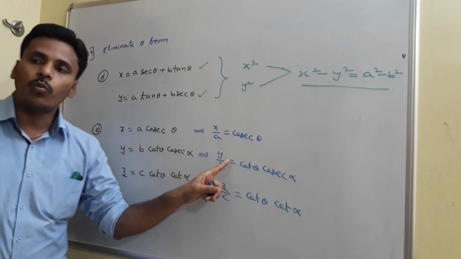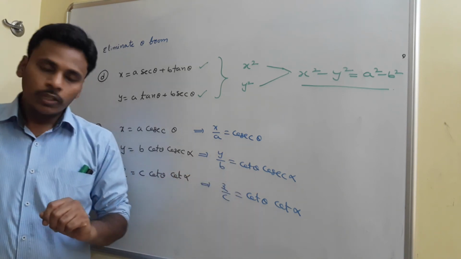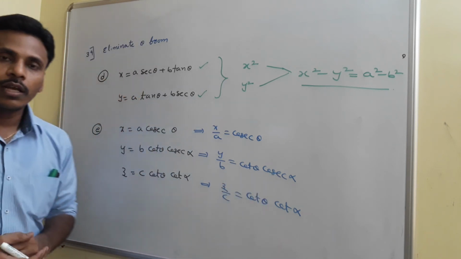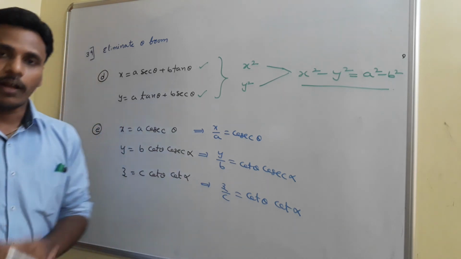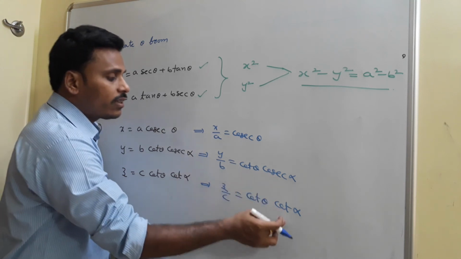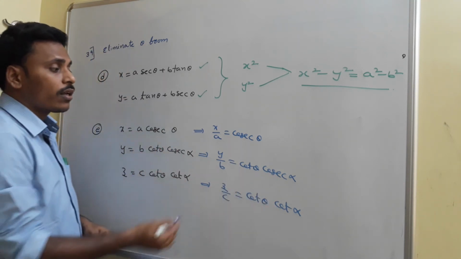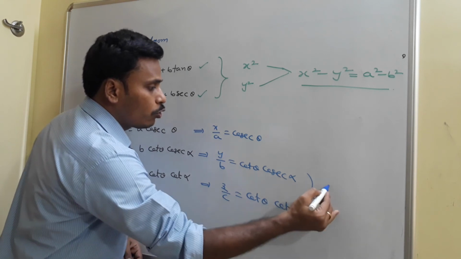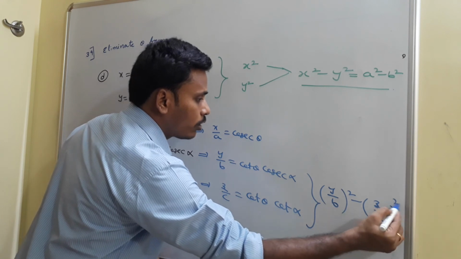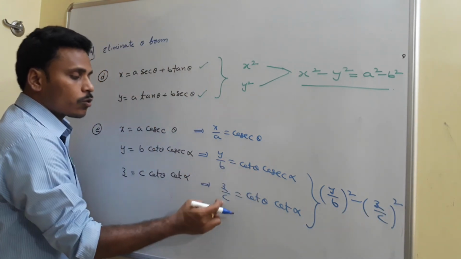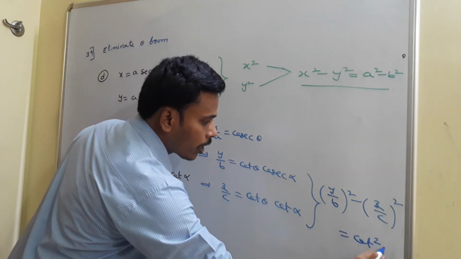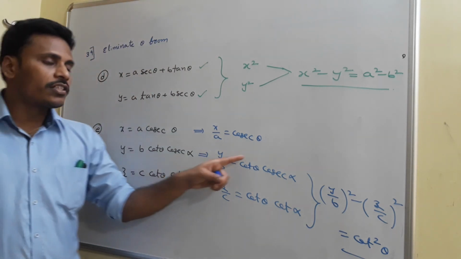First of all, look at this second one and third one. Cot theta is a common thing. So to eliminate alpha, what we need to do? The relation between cosecant alpha and cot alpha is cosecant square alpha minus cot square alpha. So I need cosecant square alpha minus cot square alpha. Since I need those two, you need to construct. How to construct? Square these two and then subtract. From these two, you can calculate y by b whole square minus z by c whole square. See, square it on both sides. Square this also on both sides. And then if you subtract, you will get this difference as cot square theta. And this is cot square theta.